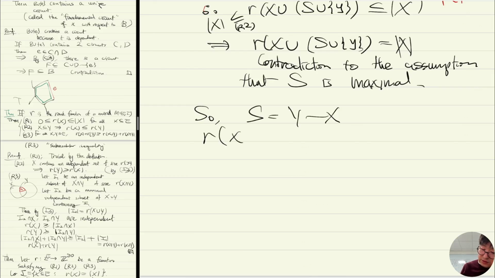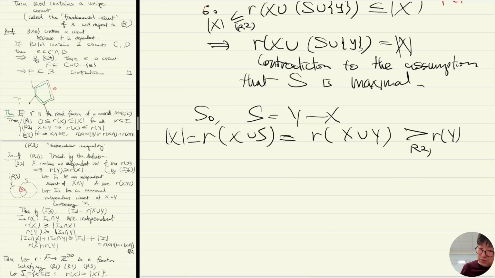So the rank of X union S is equal to size of X, which is rank of X union Y. But that's bigger than or equal to rank of Y by R2, and this is equal to size of Y. So size of X is bigger than size of Y. Contradiction.